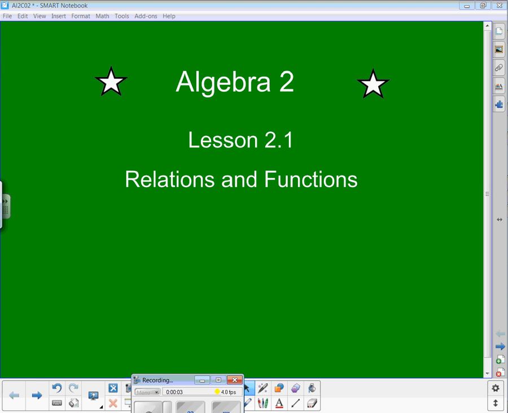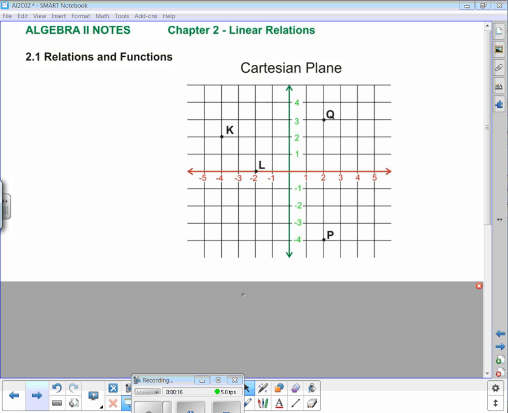All right, hopefully you found the correct lesson. This is Algebra 2, Lesson 2.1, Relations and Functions. All right, so Lesson 2.1, hopefully you got your notes with you. And take good notes. Remember, pause, rewind as you need to. All right, this is 2.1.